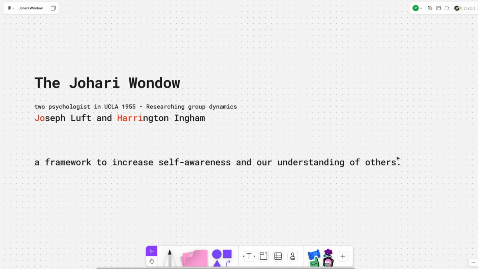Okay, one nice framework or model I learned about recently is called the Johari Window. Two psychologists in 1955 were doing some research about group dynamics and people's interpersonal relationships. Their names were Joseph and Harrington, so they just took the initials and made Johari Window. The model they made looks like a window, so they just called it that. It's as dumb as that.